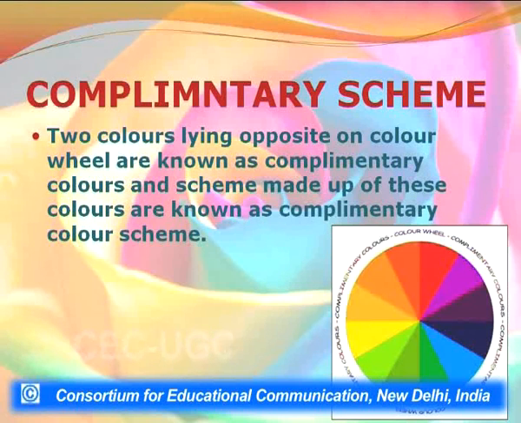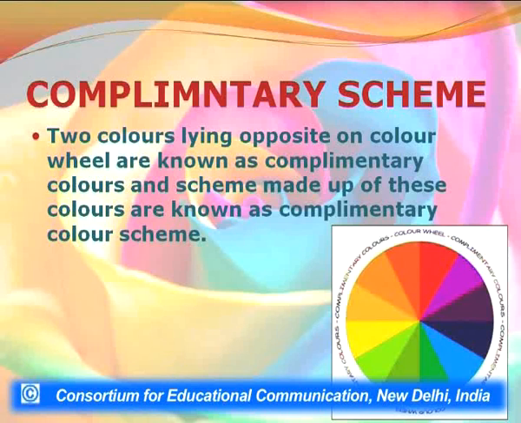Next is complementary. When I discussed initially, there are 2 types: adjacent and contrast. So complementary is the first color scheme of the contrasting color schemes. Here we use 2 colors lying opposite on the color wheel, known as complementary colors, and a scheme made up of these colors is known as a complementary color scheme. So you can see the color wheel. For example, if we are using red and green, it is complementary.